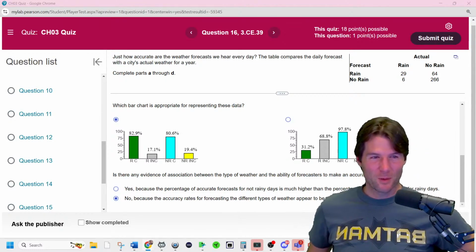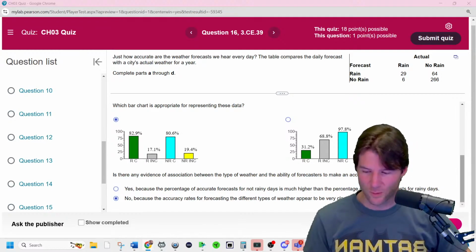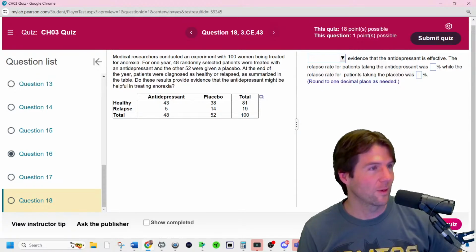I don't know. How many quiz grades get dropped in this group? One quiz grade. Medical researcher. Let's do medical researcher.